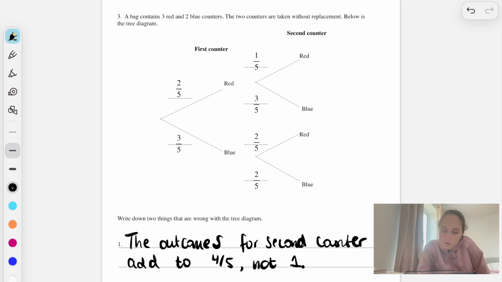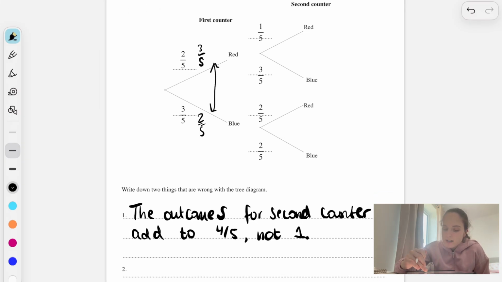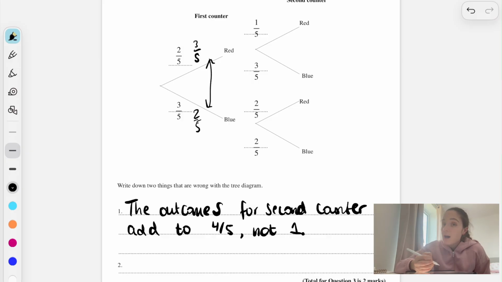And now I'm going to look in a bit more detail. It says a bag contains 3 red and 2 blue counters. So if I was going to fill in this probability tree, I would say the probability of red is going to be 3/5, and the probability of blue is 2/5. Now it looks like they've got the two mixed up. So that's what I'm going to write for my second reason: the probability of red and blue have been mixed up.